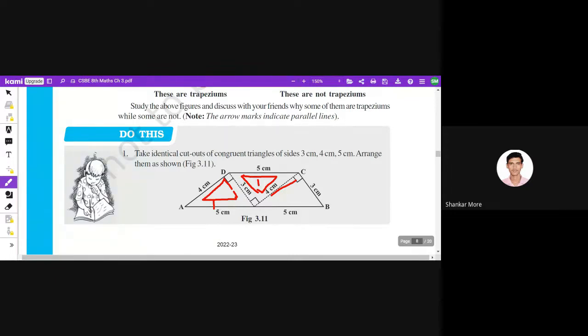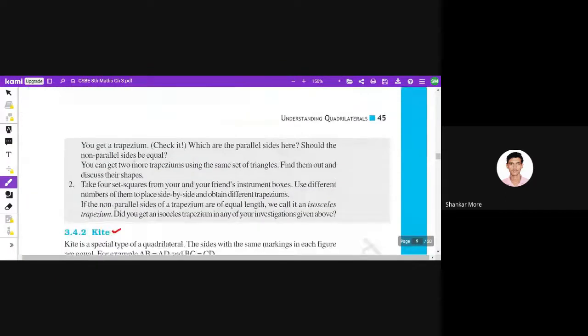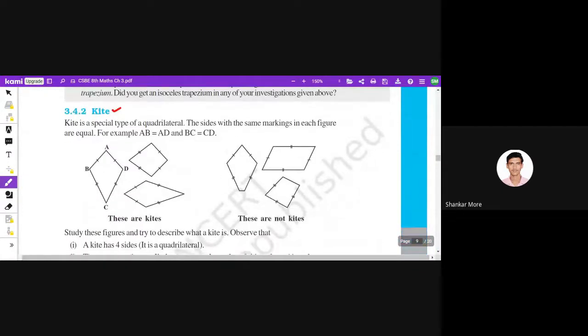It's a really basic activity. Okay, so the next topic that we are going to learn today is kite. A kite is a special type of quadrilateral. The sides with the same markings in each figure are equal. For example, AB is equal to AD and BC is equal to CD. If you see this particular figure, this figure represents a kite, and it is a special type of quadrilateral. And if you see, these two sides are equal. So AD is equal to AB and BC is equal to CD. So these two sides are equal. I hope you have a fair idea of kite, right?